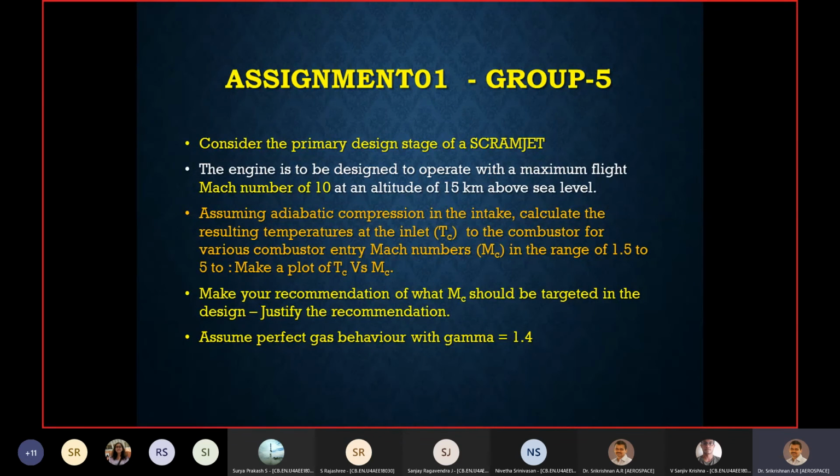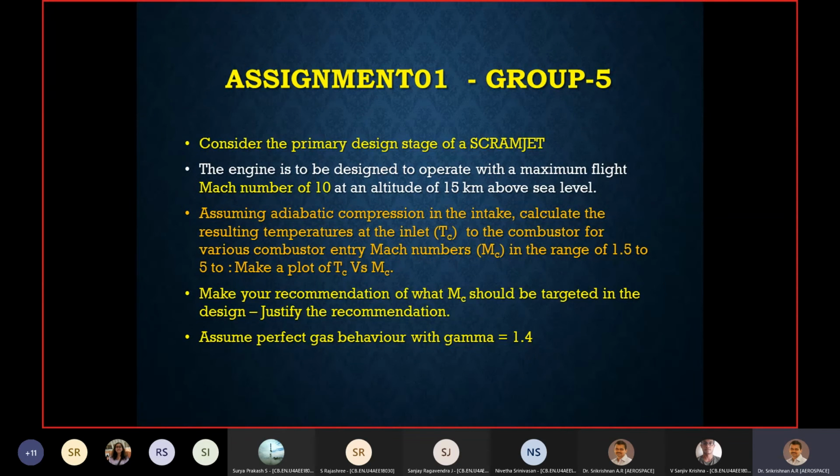Find out the static pressure and static temperature, whatever is required here. The atmospheric properties that you take should be at that level, 15 kilometers above sea level. Now, assuming adiabatic compression at the intake, that is, there is no heat loss, calculate the resulting temperature Tc at the combustor. The flow comes in at Mach 10 at the intake, but it is decelerated before it goes to the combustor, to a supersonic value, not a subsonic value.